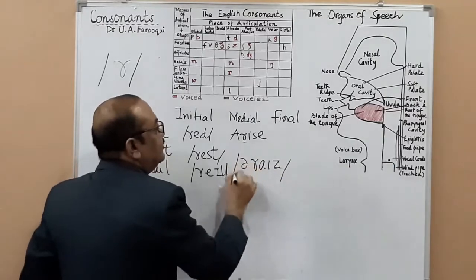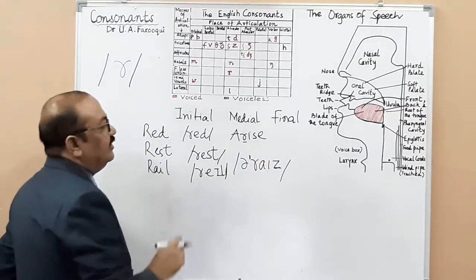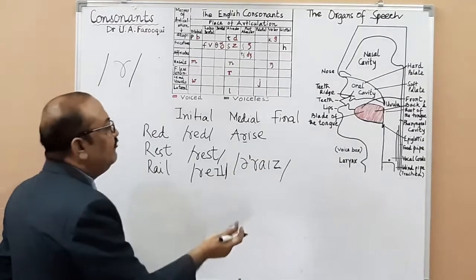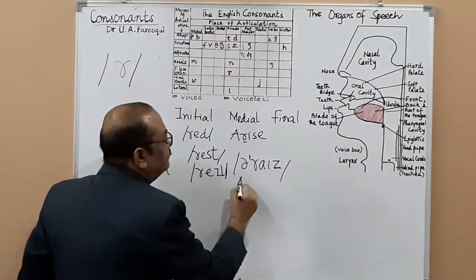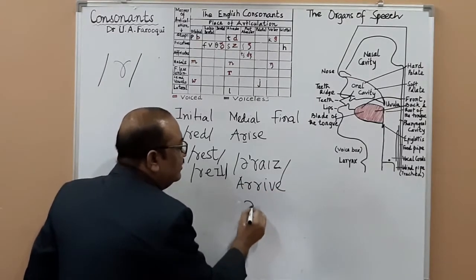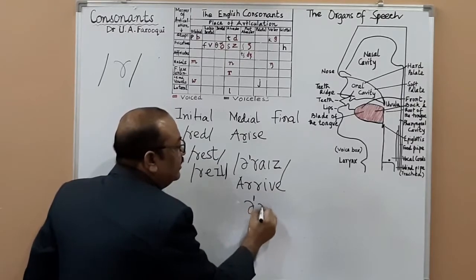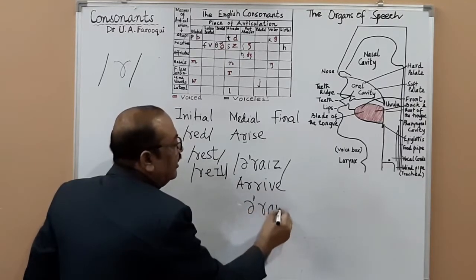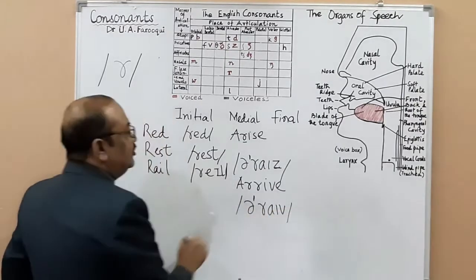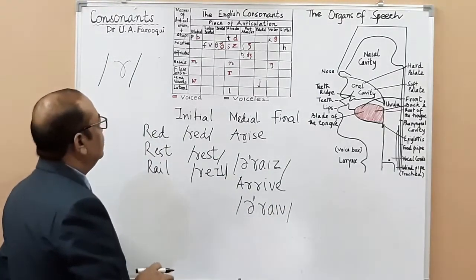Okay, arise. And here you have the accent mark. Arrive, for example, arrive. Write it like this, or then with the accent mark. You can write arrive. Is it okay? Yes, sir. This is the medial position.